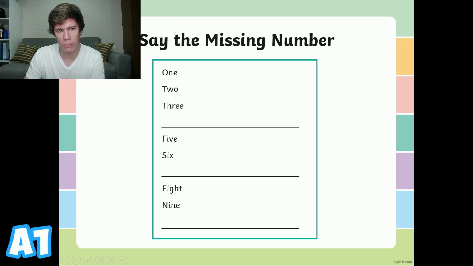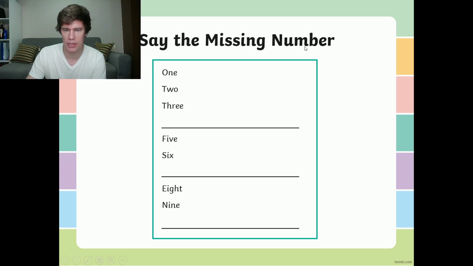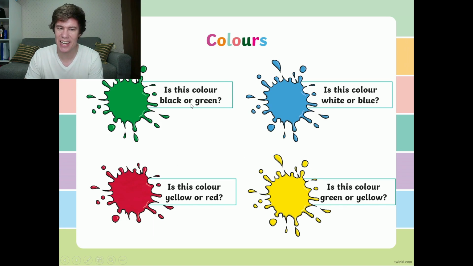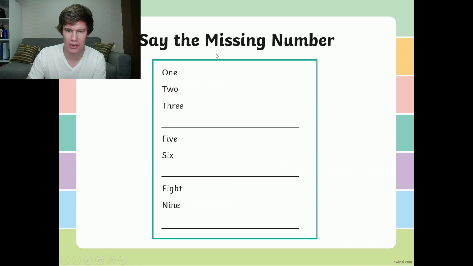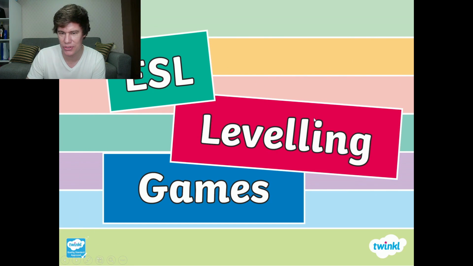We start with A1 beginners and you have to say the missing word. So it helps if the students can read, otherwise you read it for them. 1, 2, 3, 4, 5, 6, and you see how good they are. Is this color black or green, white or blue? This is a British website, so you'll see some British spelling. You probably noticed it with leveling, the 2 L's.